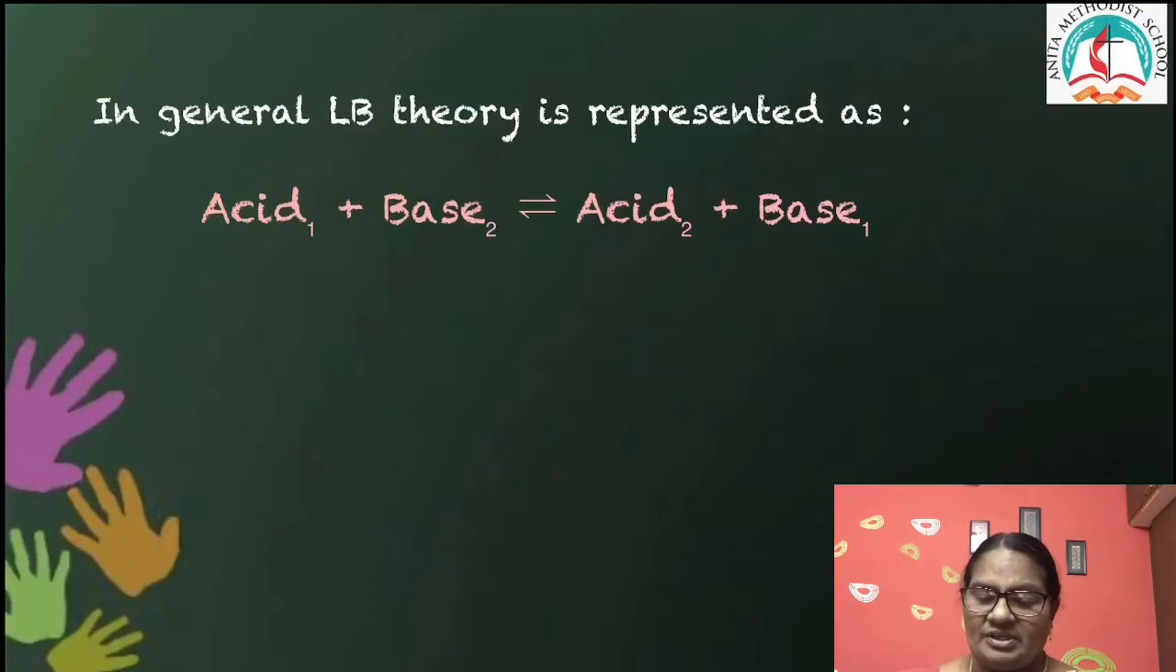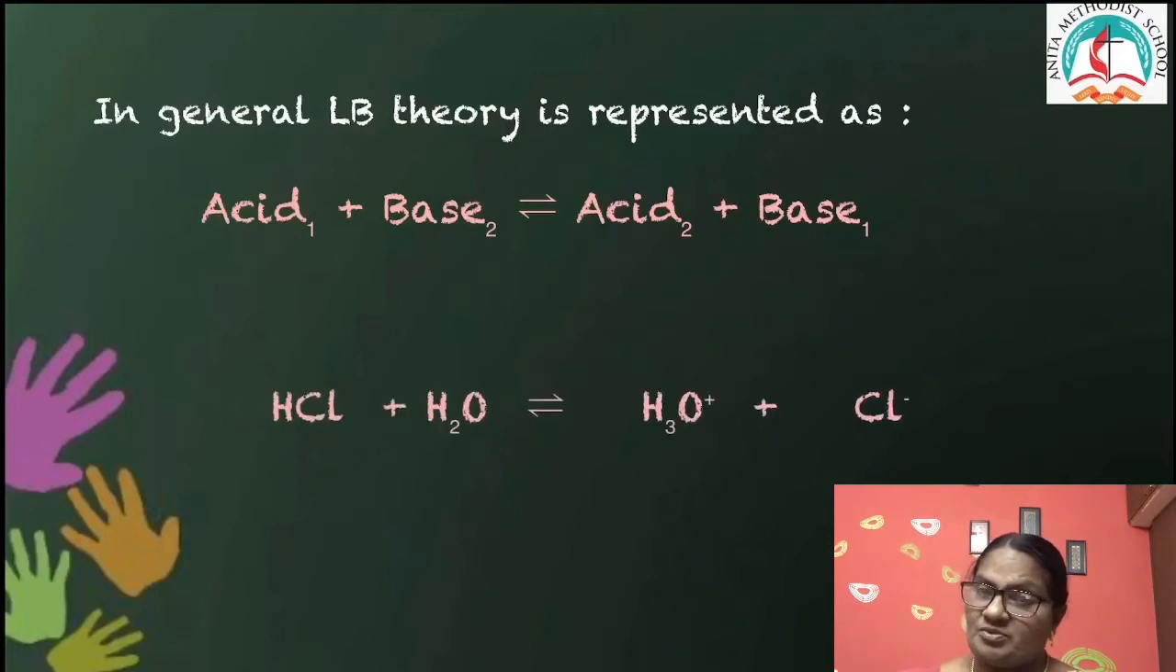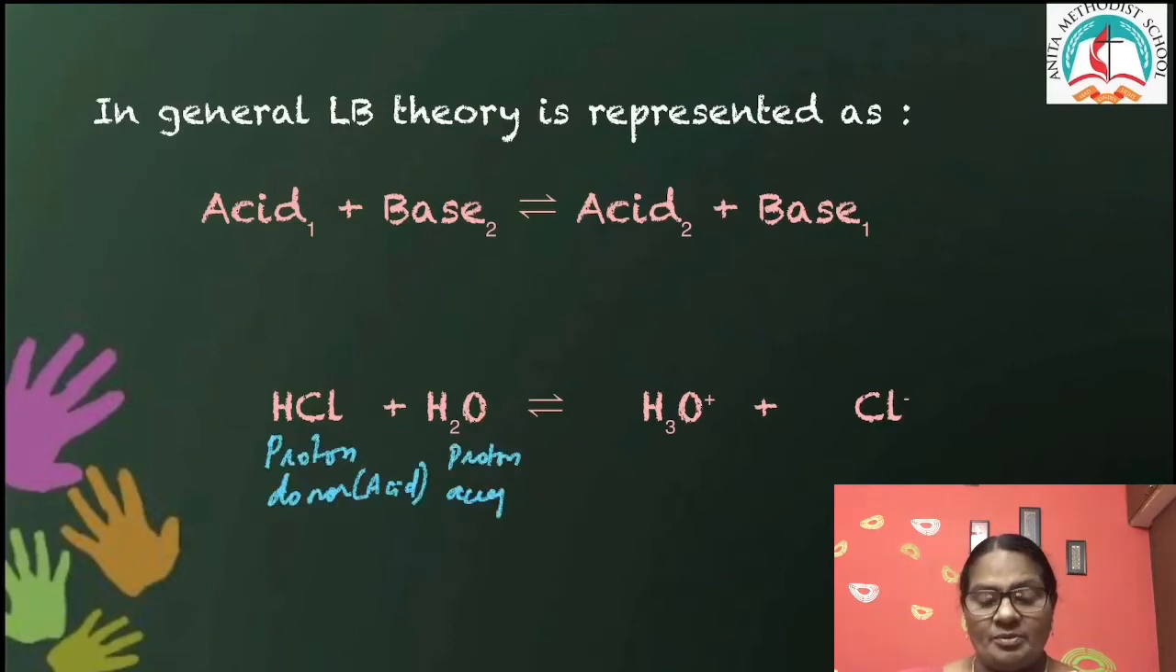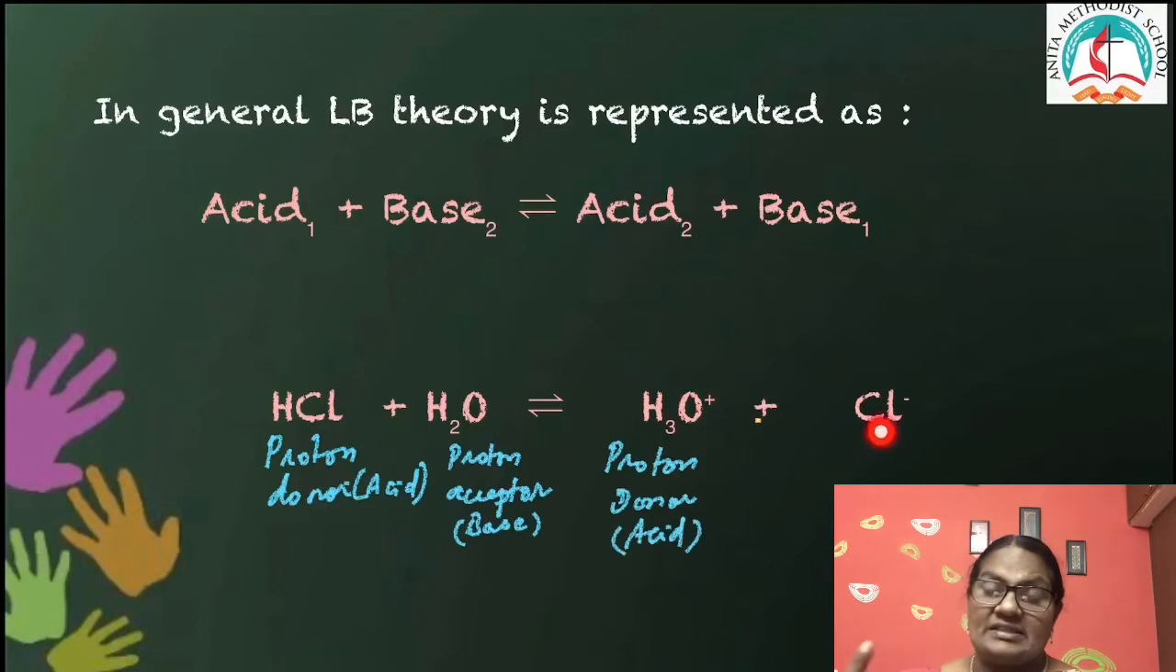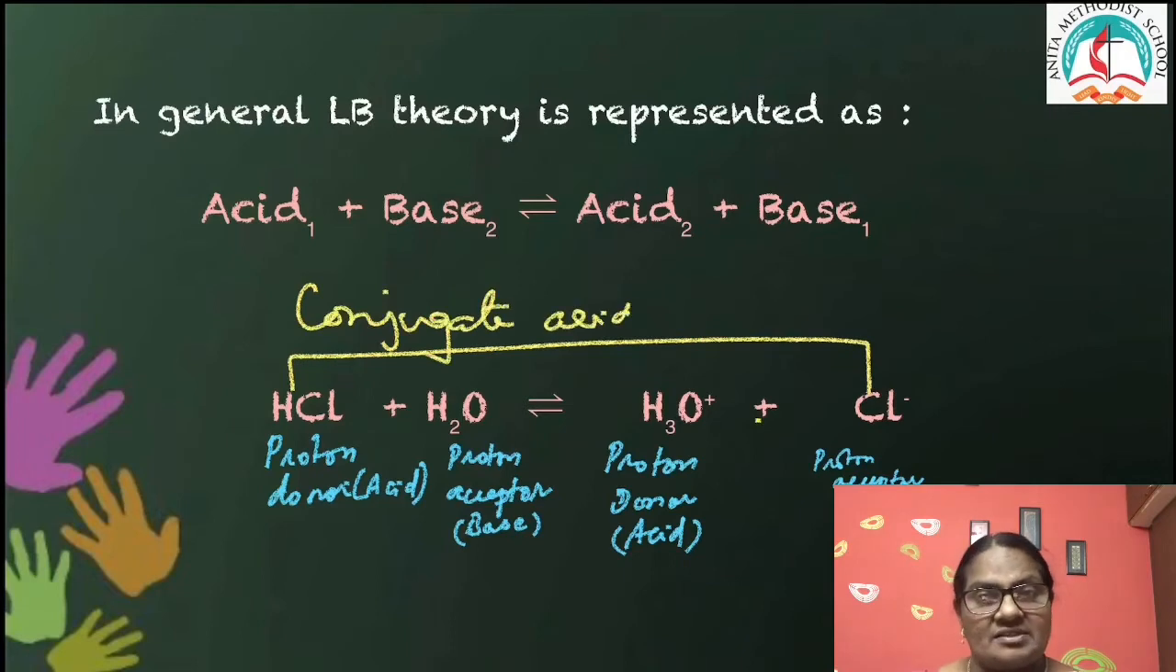So I have hydrochloric acid plus water, which gives what? Hydronium ion and Cl minus. So as we already saw, hydrochloric acid donates a proton to water. So HCl is the proton donor, the acid, and water is a proton acceptor, which is the base. On the product side, hydronium ion is a proton donor and Cl minus is a proton acceptor. So here Lowry Bronsted says that HCl and Cl minus are a conjugate acid base pair.